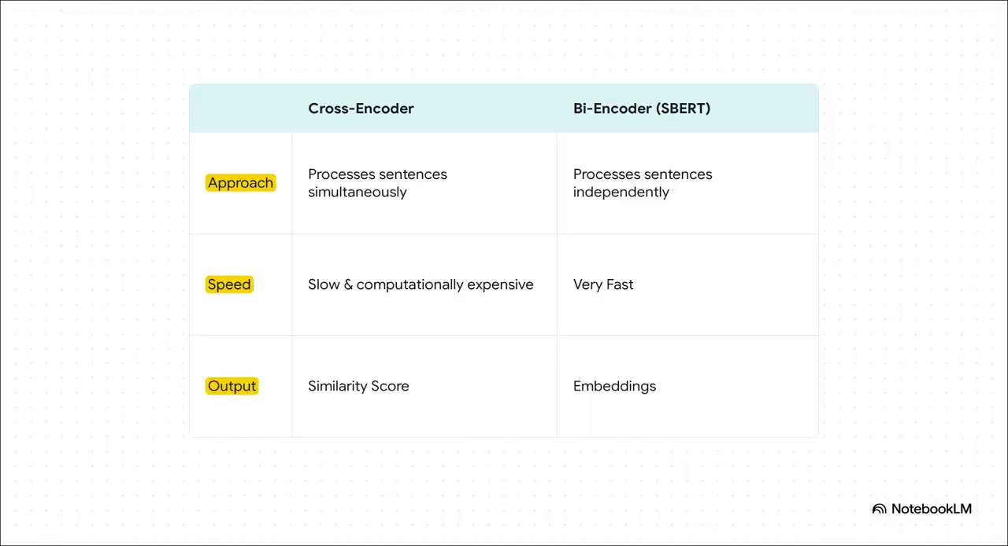Now, there are a couple of ways to get this done. The older methods, called cross-encoders, would look at two sentences at the same time to decide how similar they were. This was super accurate, but also incredibly slow. The big breakthrough came with a newer approach called a bi-encoder, or SBERT. It's way smarter because it creates an embedding for each sentence on its own, independently. This makes it lightning fast and easy to scale up, which is exactly what you need if you're searching through millions of documents in the real world.